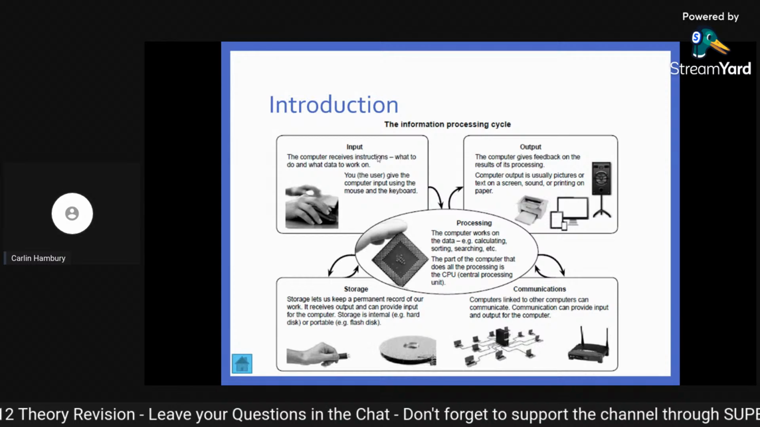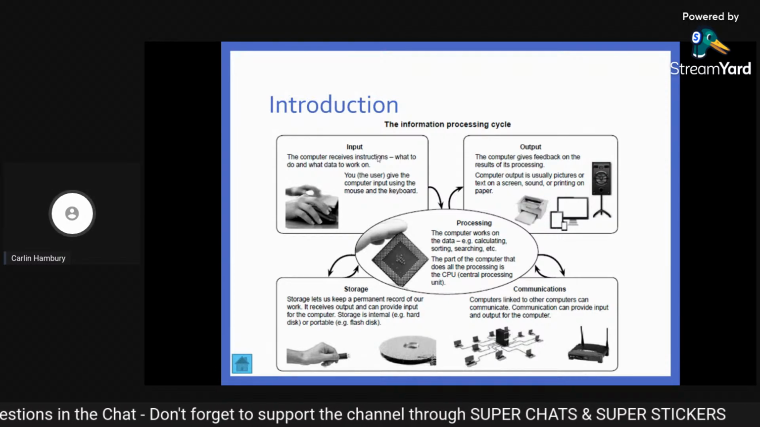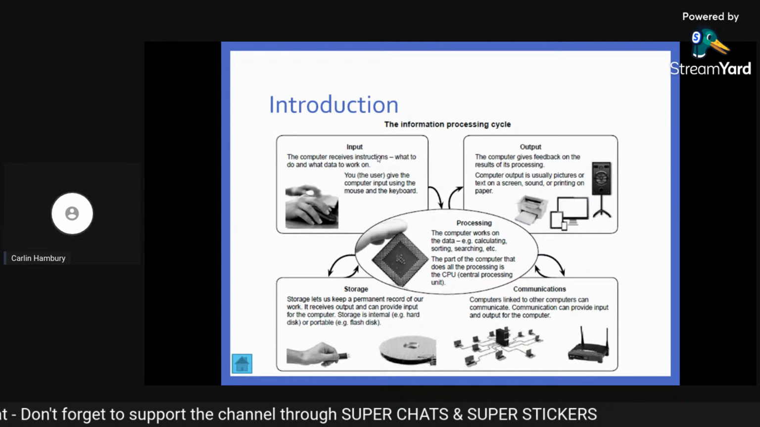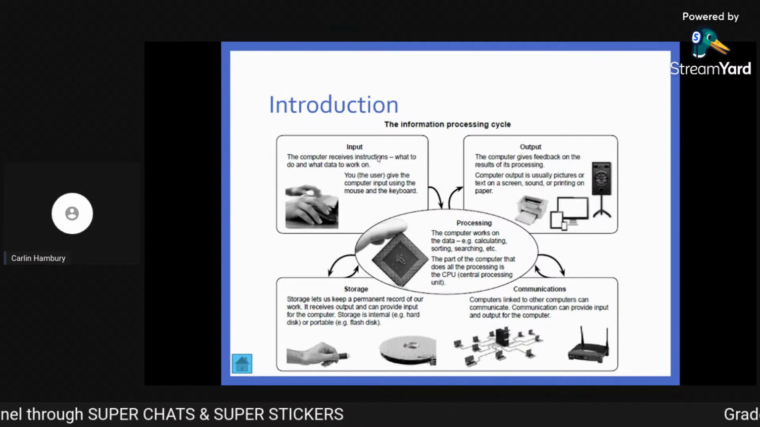So number one, what is input? It's when we give the PC instructions. An example of that would be what? A keyboard or a mouse. It could be even a microphone that I'm using, right? So those are the things over there.